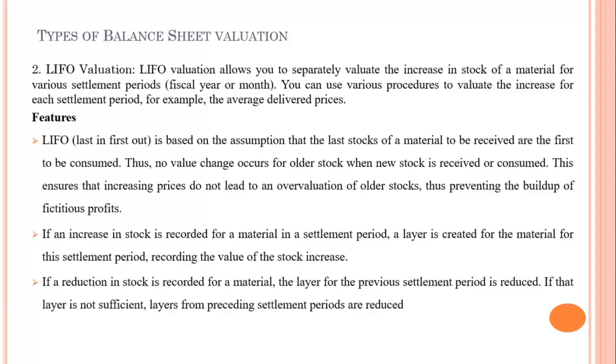The second type of balance sheet valuation is LIFO. LIFO stands for last in, first out. This type of valuation allows you to separately evaluate the increase in stock of a material for various settlement periods.